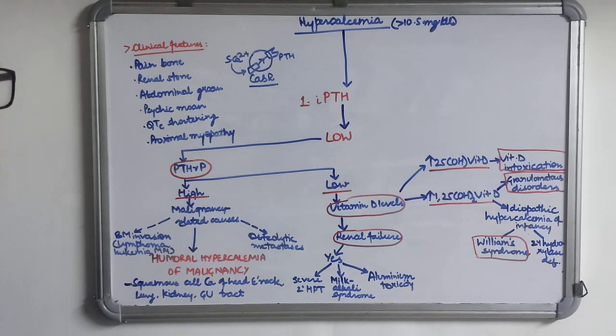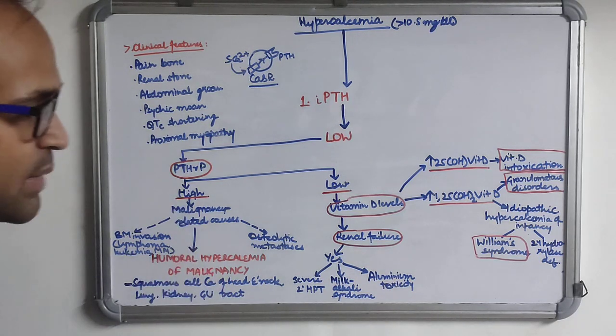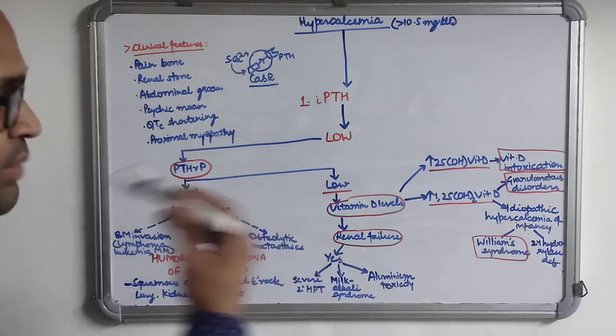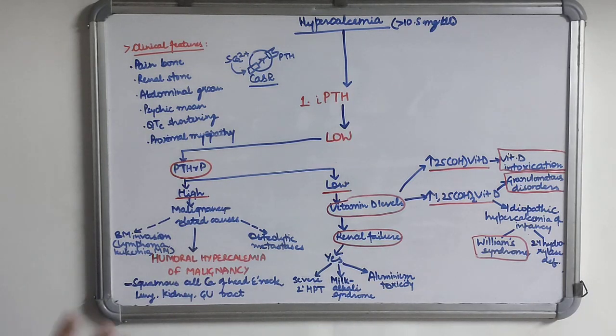Now, if you treat this condition with vitamin D analogs or calcium, there is an increase in hypercalcemia because of poor skeletal responsiveness. So severe secondary hyperparathyroidism, milk alkali syndrome, aluminium toxicity, these are the causes of hypercalcemia in the setting of renal failure.